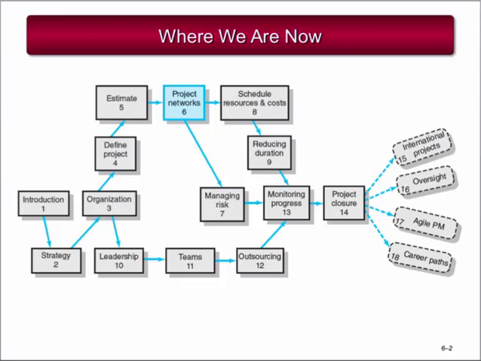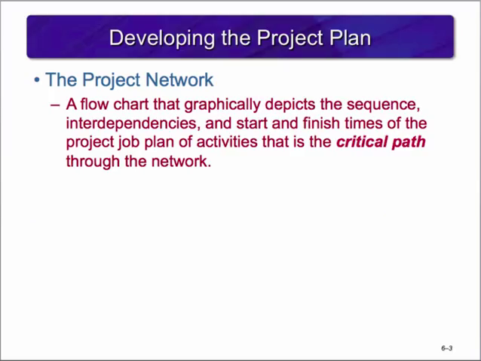This week we are on Chapter 6, Developing a Project Plan. Before we dive into the details of a project network, we need to understand what one is. The project network is a tool used for planning, scheduling, and monitoring project progress. It's a graphical flowchart of the project job plan showing the project activities that must be completed, the sequences, the interdependencies of the activities, and the critical path.